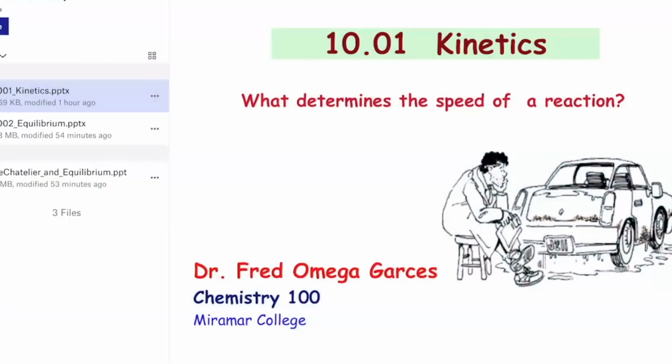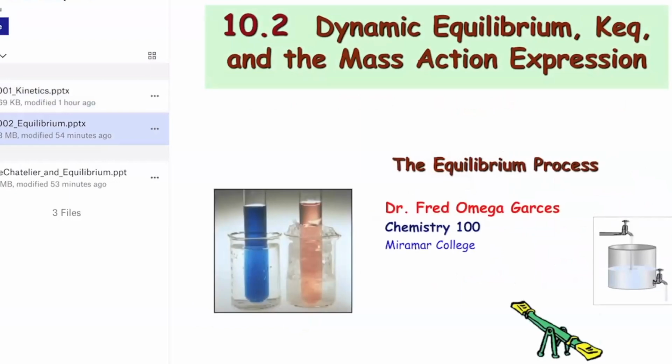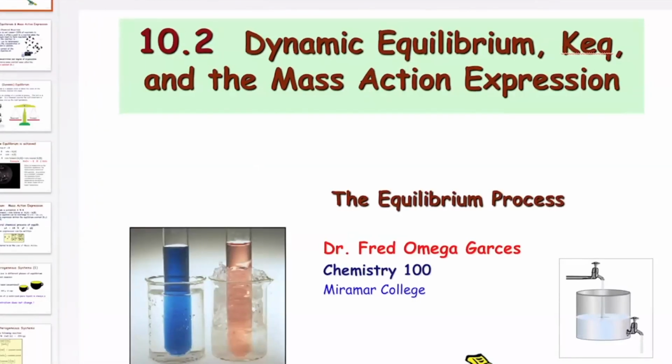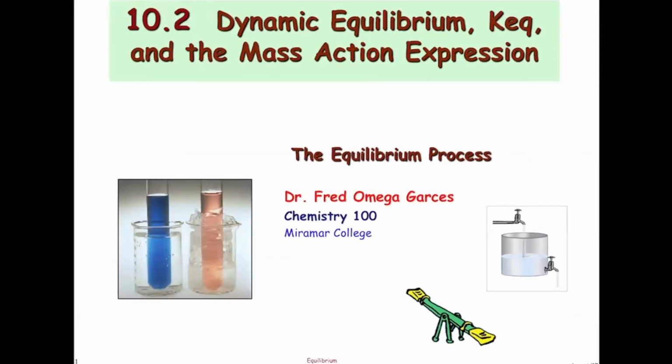So let's take a look at equilibrium. Okay, so equilibrium has to do with the efficiency of the reaction. So let me start with that. Whereas kinetics tells you how fast you get to the end, equilibrium tells you how efficient your reaction happens to be. And so let me illustrate this with a diagram.